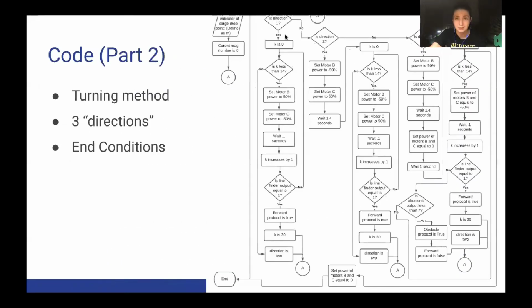Here's more code. This is mostly the turning method. We have 3 different directions. So if it turns right and doesn't see anything and then turns left and doesn't see anything, it will go forward in the case of a dotted or dashed line or a break in the track.